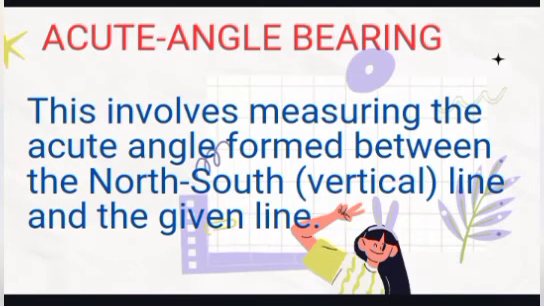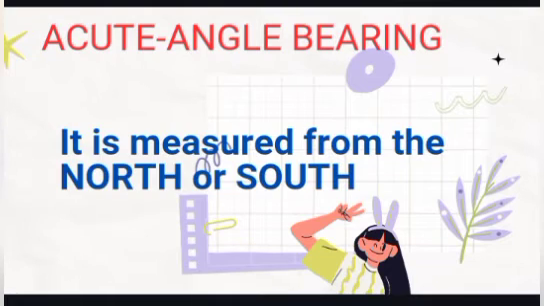Now for the acute angle bearing, this involves measuring the acute angle formed between the north-south, that is the vertical line, and the given line. Now remember that acute angles are angles that are less than 90 degrees. Remember again, just for emphasis, that acute angle bearing is measured from the north or south pole. Remember, the north pole is the arrow pointing upwards, and the south pole is the arrow pointing downwards.